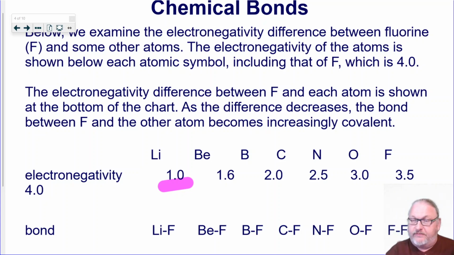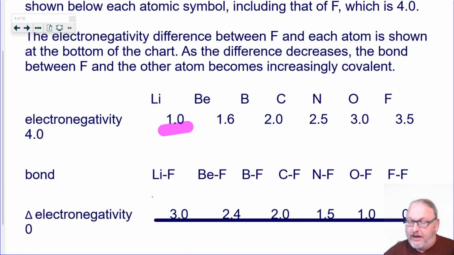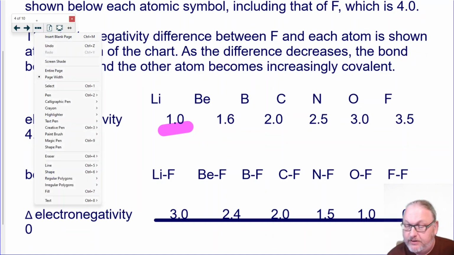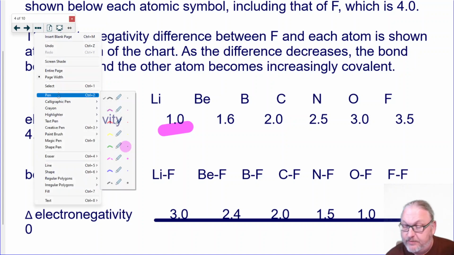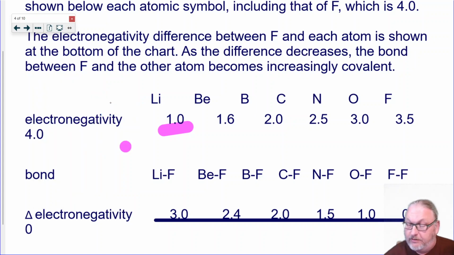So let's look here. If I've got a lithium fluoride bond, let me change this into a pen, and let's do purple. Lithium has an electronegativity of 1, and fluorine has a 4. So of course that difference will be 3. That's going to be a very strong ionic bond.